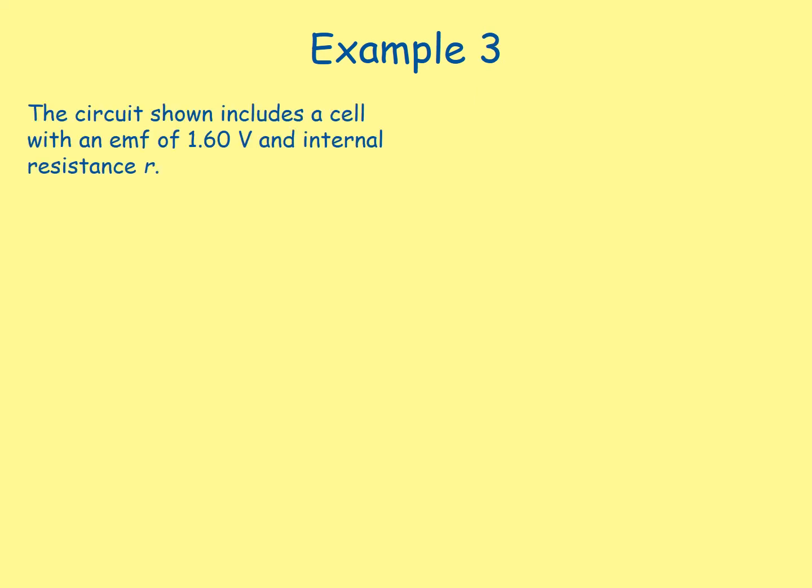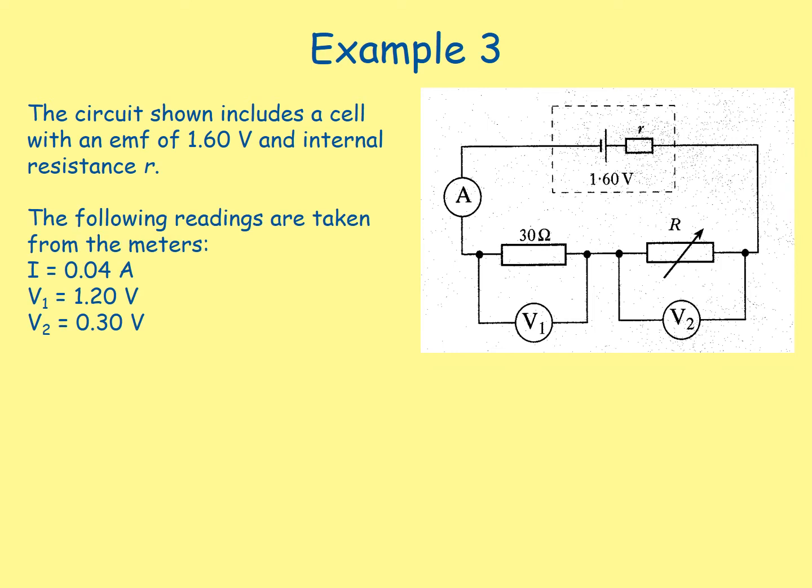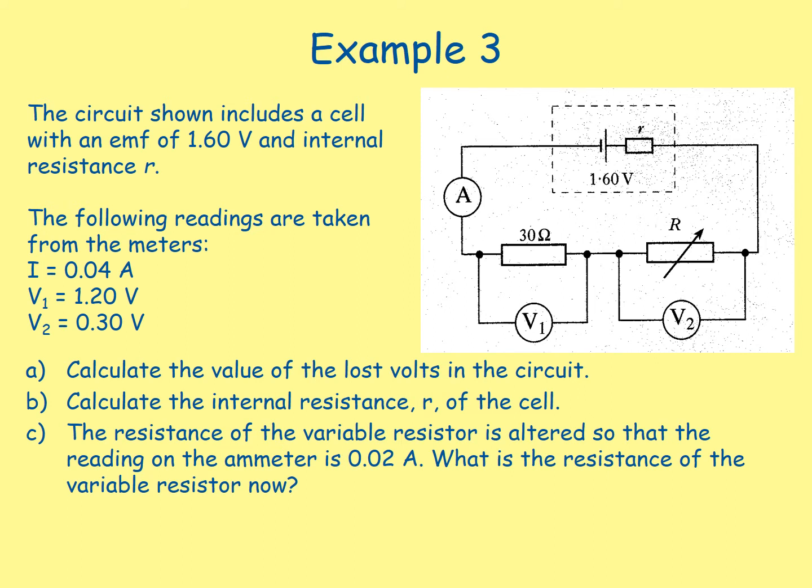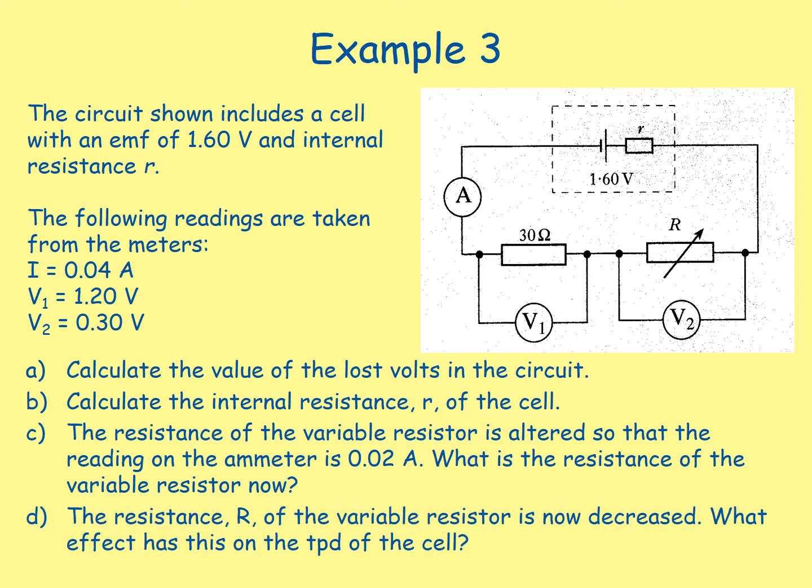Example 3. The circuit shown includes a cell with an EMF of 1.6 volts and an internal resistance R. The following readings are taken from the meters. The current is 0.04 amps, V1 is 1.2 volts, and V2 is 0.3 volts. A. Calculate the value of the lost volts in the circuit. B. Calculate the internal resistance R of the cell. C. The resistance of the variable resistor is altered so that the reading on the ammeter is 0.02 amps. What is the resistance of the variable resistor now? And D. The resistance R of the variable resistor is now decreased. What effect has this on the terminal potential difference of the cell?